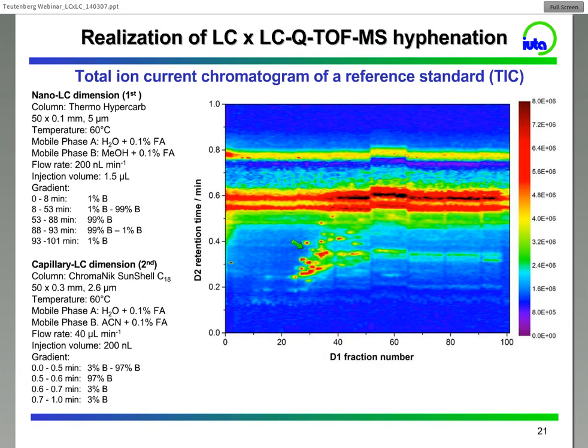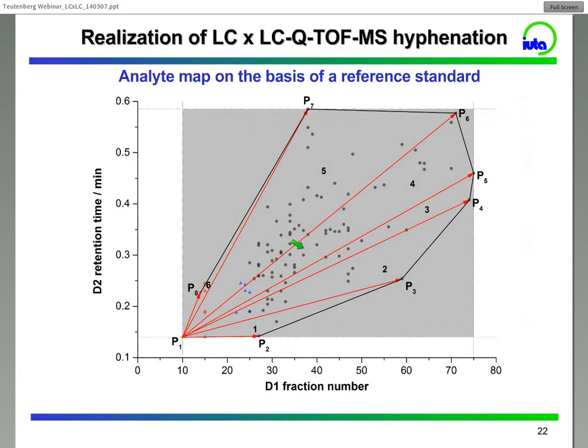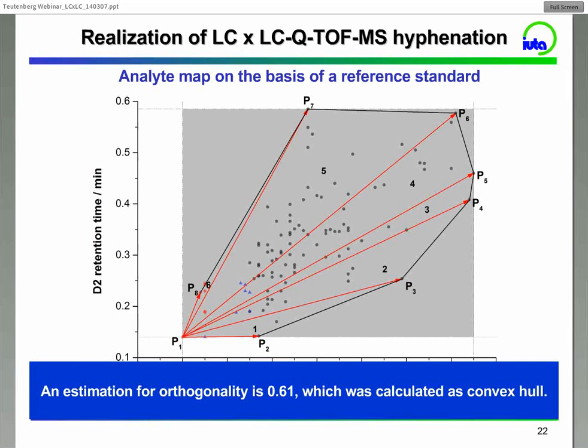Unfortunately, a TIC is not very useful, so what we created here is the analyte map on the basis of the reference standard, where you can see how the substances spread over the available chromatographic space. We also calculated the orthogonality for the system, which was estimated to be 0.61, according to a convex hull, which is not that bad.